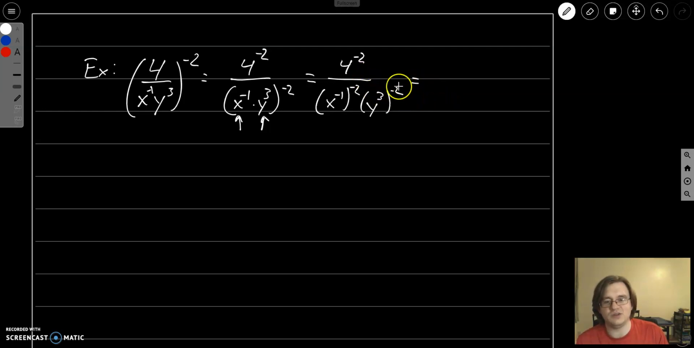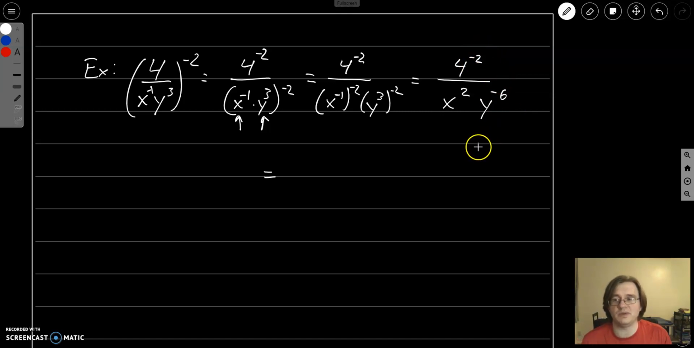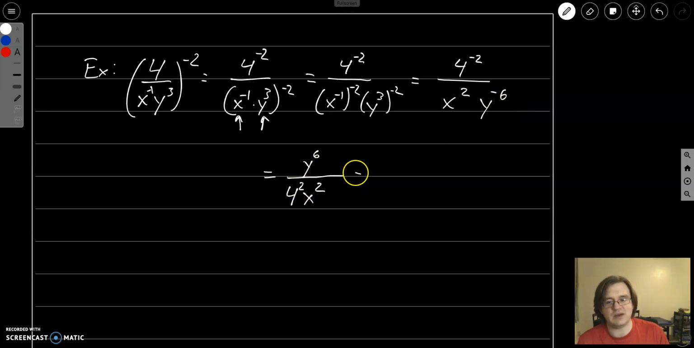I can start to simplify a couple of these. X to the negative 1 to the negative 2, we multiply exponents, so this will become x to the negative 1 times negative 2, which is the 2nd power. And y to the 3rd to the negative 2nd power, if we multiply these, this is y to the negative 6th power. And then ultimately, anything with a negative exponent, we flip what side of the fraction it's on. So the x squared stays on the bottom. The 4 to the negative 2nd flips over and becomes 4 to the 2nd power on the bottom. And the y to the negative 6th power flips to the top and becomes y to the 6th power.